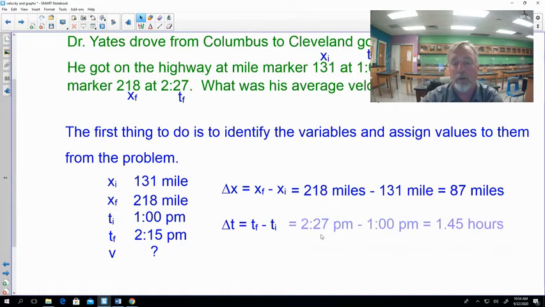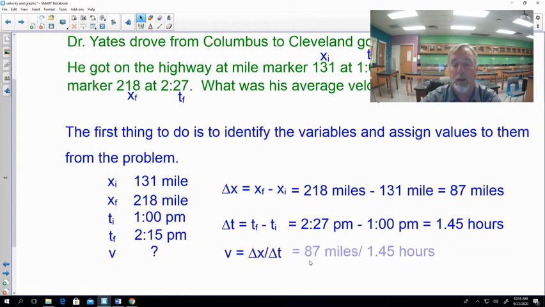And again, from our problem, we see that it was 2:27 when we finished, 1 o'clock when we started. What's the difference here? This is 1.45 hours. Okay. So now we have everything we need. We can plug it into our velocity equation. Velocity equals delta X divided by delta T.